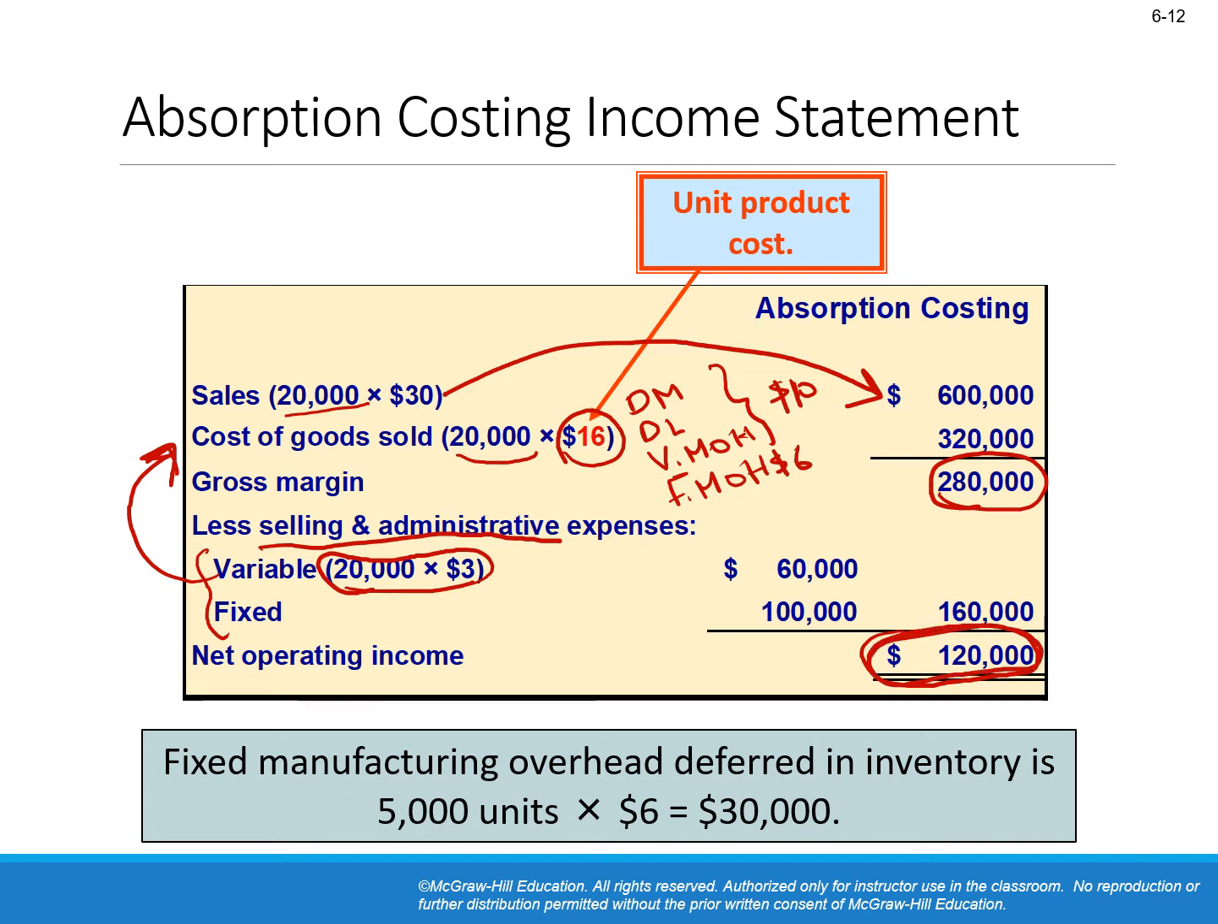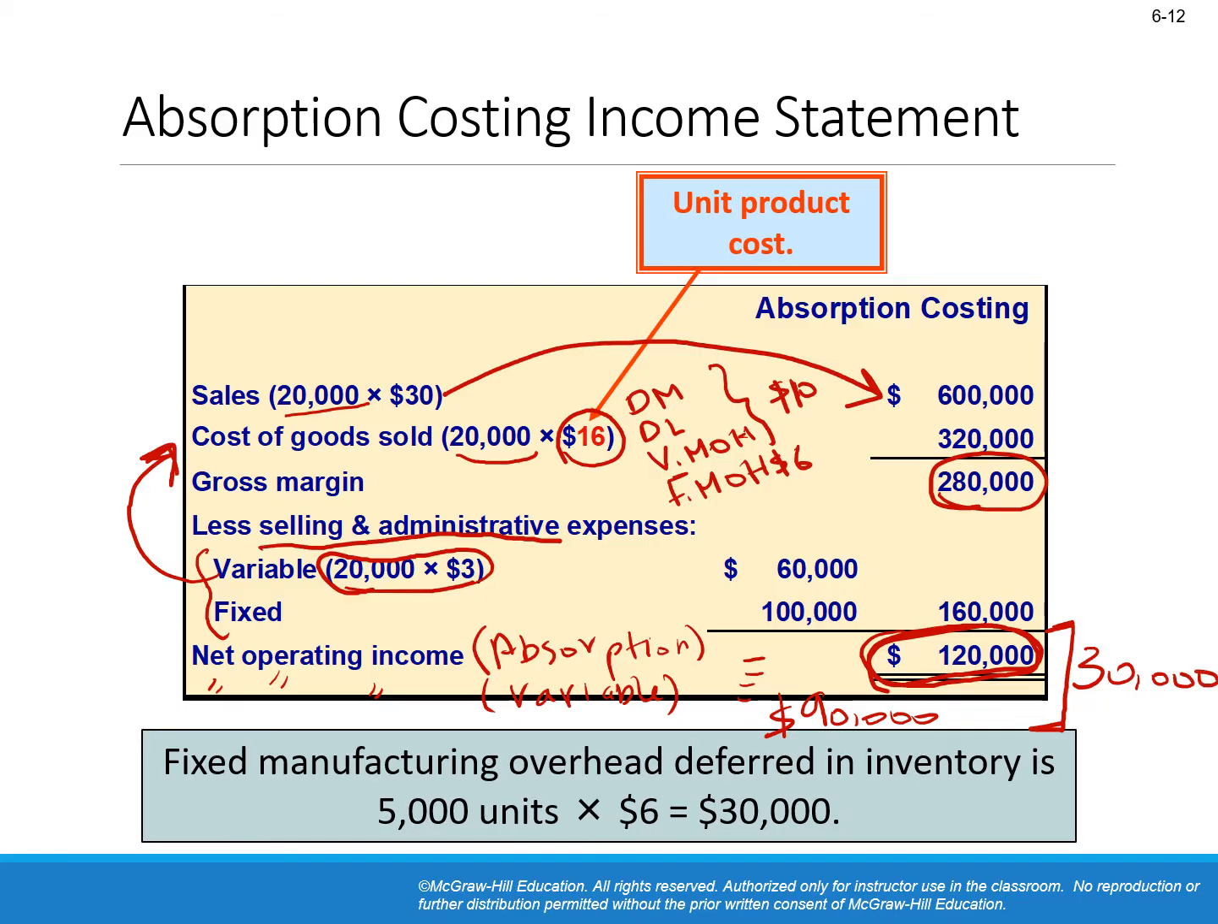So the net operating income for the absorption is $120,000, and the net operating income for the variable costing was equal to $90,000. So obviously net operating income for the absorption is higher than that for the variable, and the difference between them is $30,000.